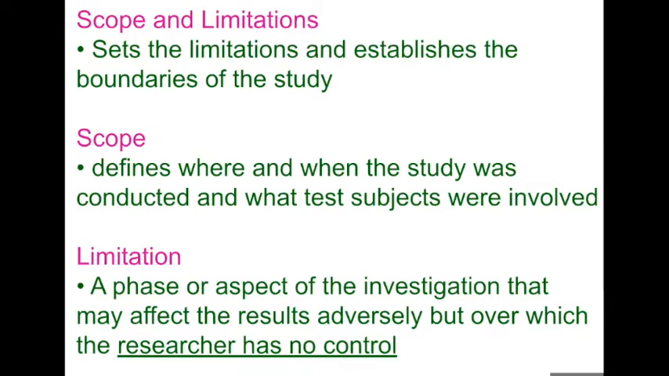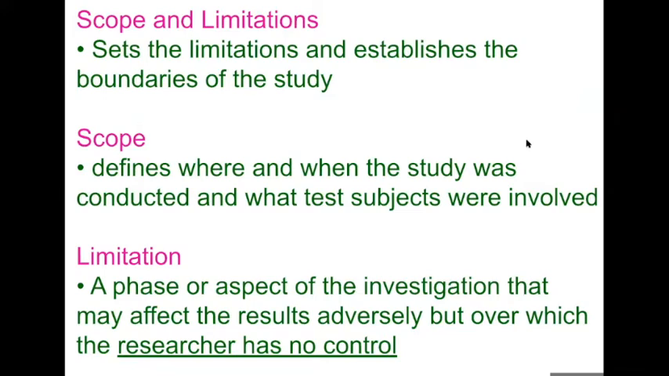Okay, so you have your introduction, you also have your objectives of the study. The next important part of your manuscript should be scope and limitations. Okay. You don't need to separate scope and limitations in terms of a particular section. Now, but you have to differentiate the two. Okay. So scope and limitations will set the limitations and establish certain boundaries in your research study.